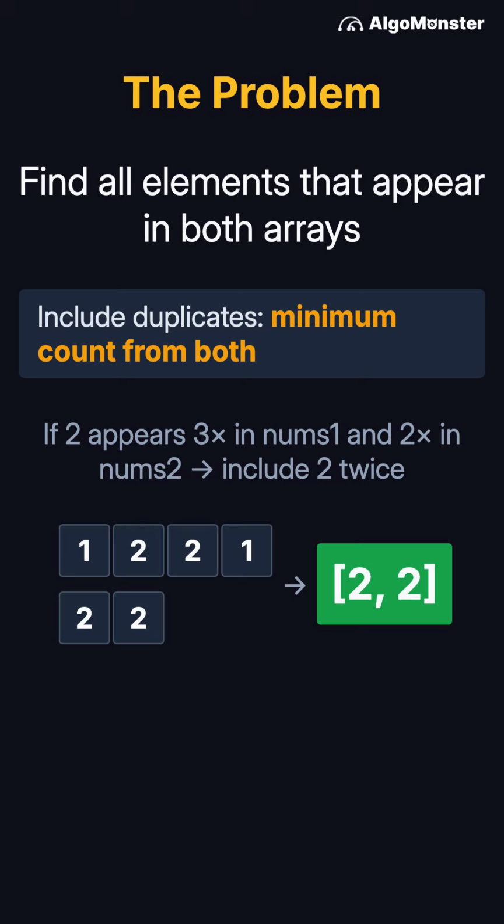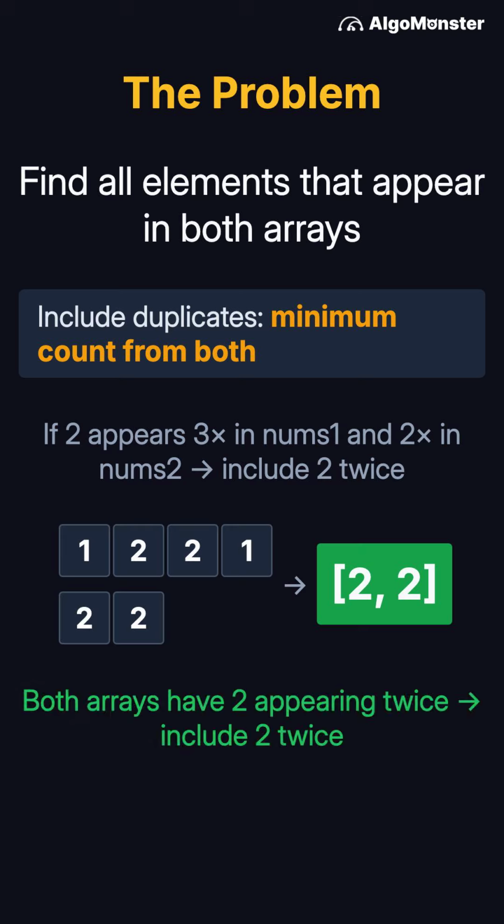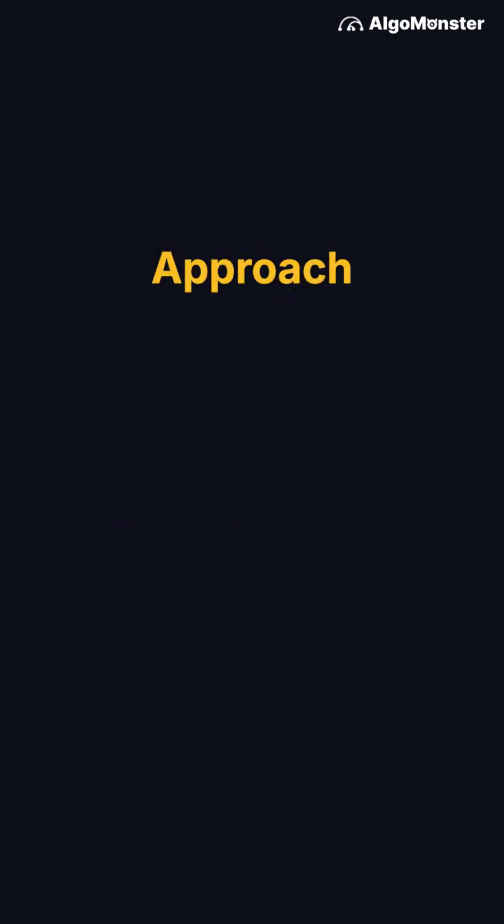So if you have 1, 2, 2, 1, and 2, 2, the answer is 2, 2. Both arrays have 2 appearing twice, so we include 2 twice. If array 1 had three 2s and array 2 had two 2s, we'd still only include 2 twice, because that's the minimum.